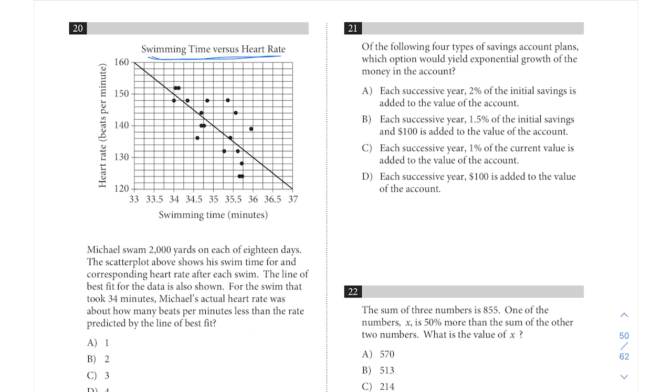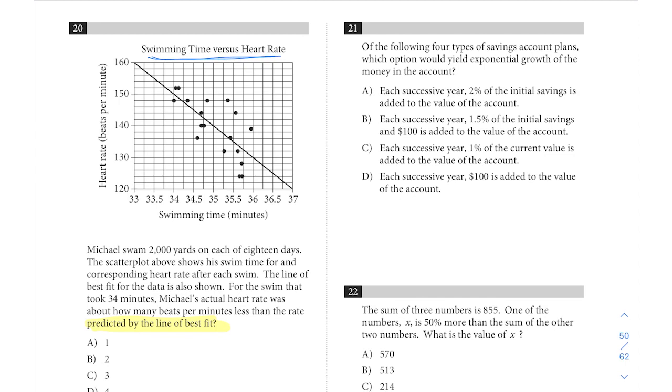So let's take a look at this question. It says Michael swam 2,000 yards on each of 18 days. The scatter plot above shows his swim time and corresponding heart rate after each swim. The line of best fit for the data is also shown. For the swim that took 34 minutes, Michael's actual heart rate was about how many beats per minute less than the rate predicted by the line of best fit.